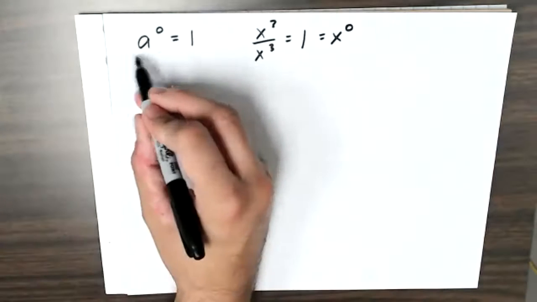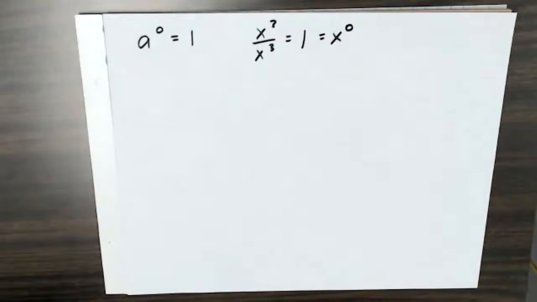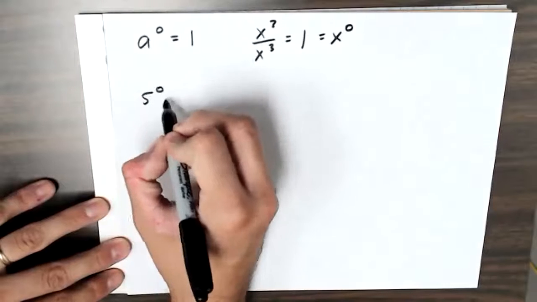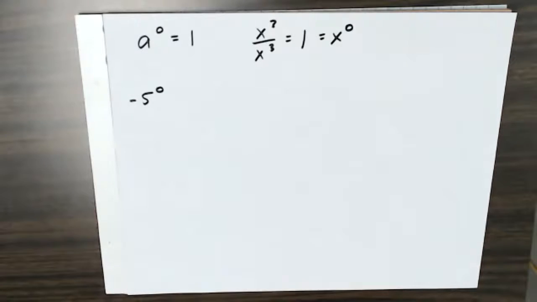But let's look at this, and we're going to play around with exponents a little bit because you're going to see a question on the test that looks something like this where you just have to be careful with exponents. Look, the main thing is you've got to be careful with parentheses. If I have, let's say, -5 to the 0 power.